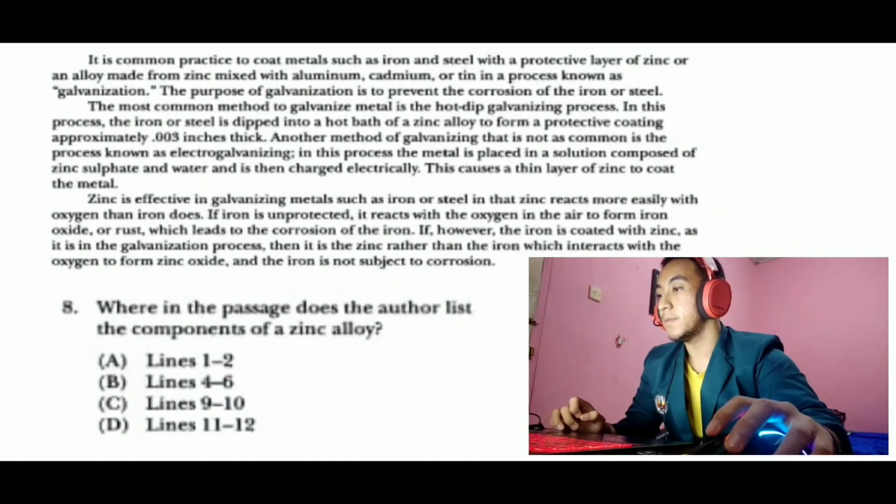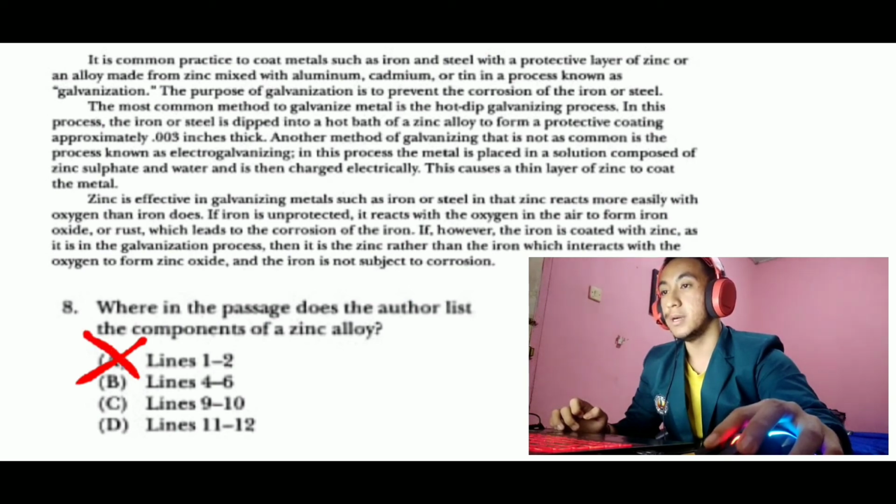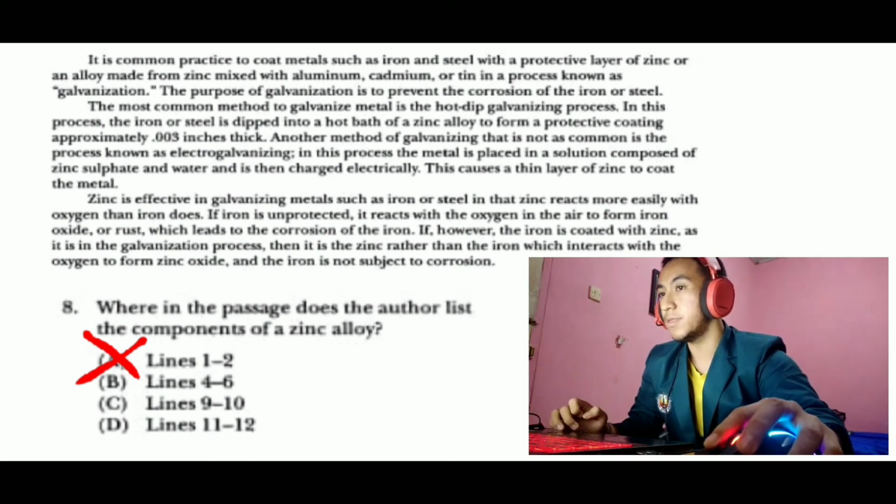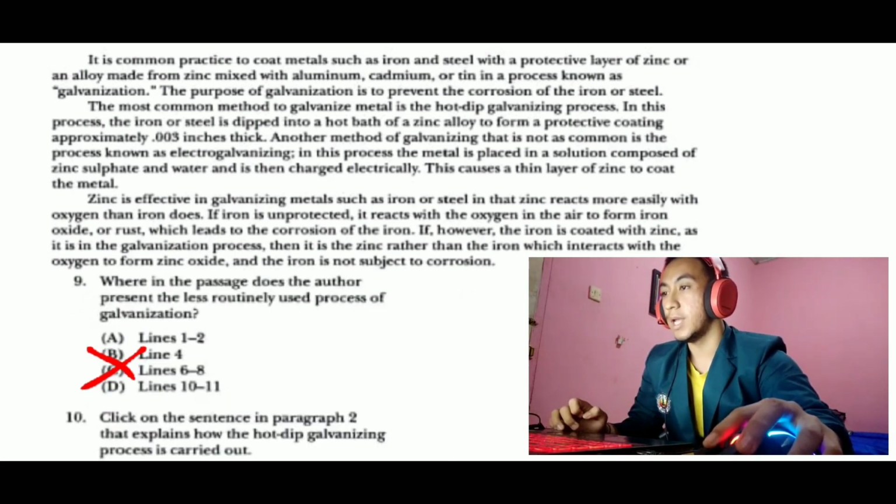Number 8. Where in the passage does the author list the components of a zinc alloy? The answer is A, lines 1 to 2, because the components of zinc alloy are mixed with aluminum, cadmium, or tin. Number 9. Where in the passage does the author present the less routinely used process of galvanization? The answer is C, lines 6 to 8. The author mentioned the process of galvanization.